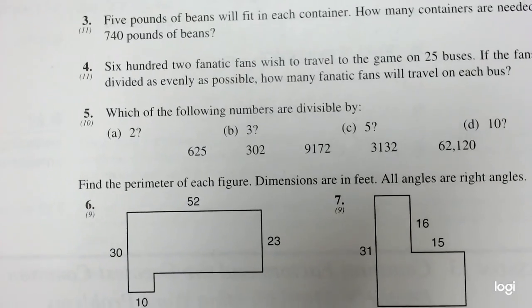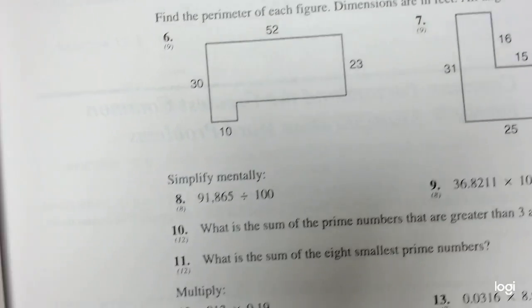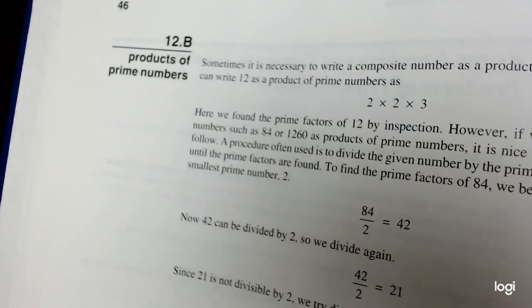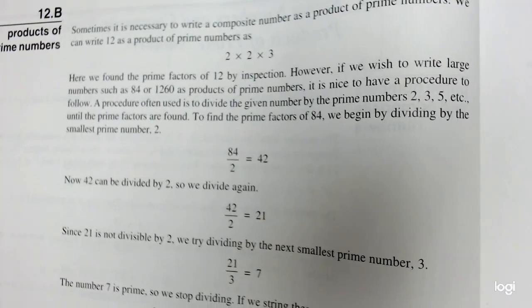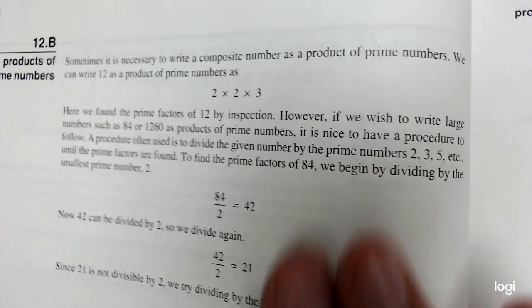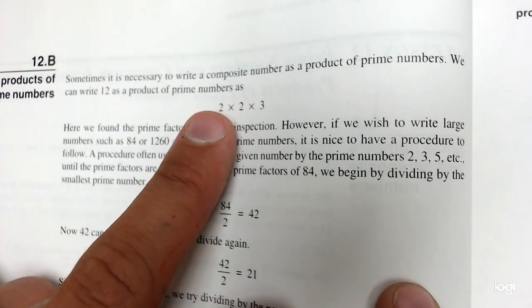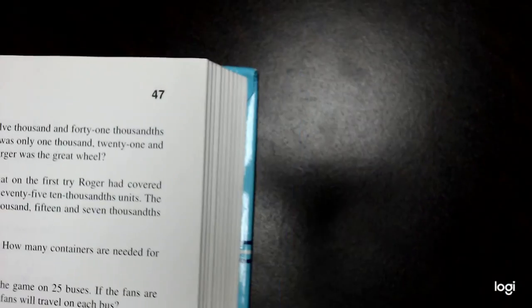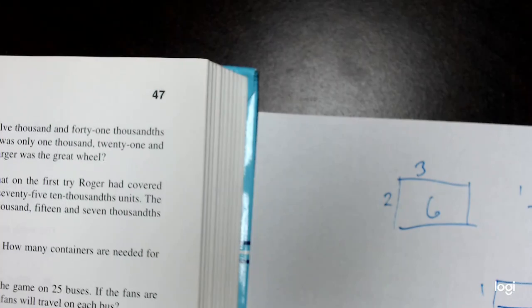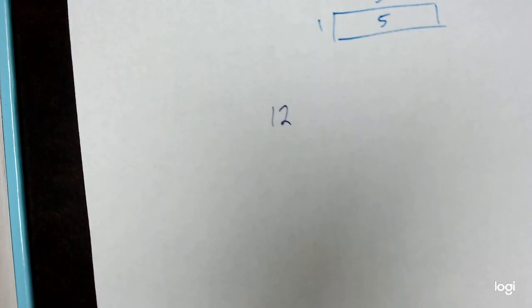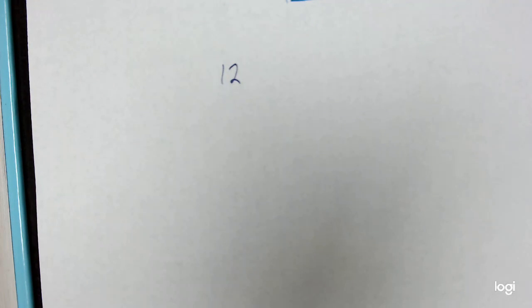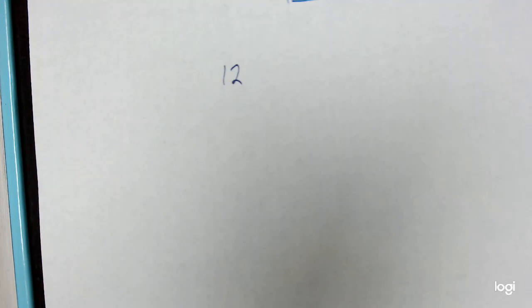Now, let's talk about products of prime numbers, or what some people would call factoring. Products of prime numbers are a way to rewrite a number using only its prime equivalents. So for example, we'll start with a small one. Say I have the number 12, and I want to rewrite the number 12 as a multiplication problem made out of only prime numbers.